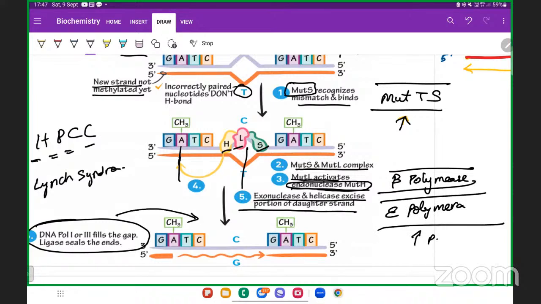Proofreading is done by the epsilon. Repair is done by the beta. This is a question which can be asked as a potential MCQ. Beta polymerase in the eukaryotes does repair, epsilon does the proofreading, and beta is the one who is going to do the repair mechanism.